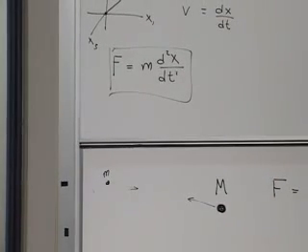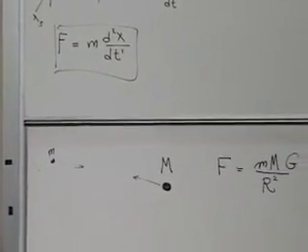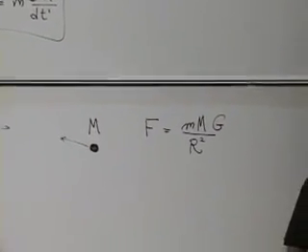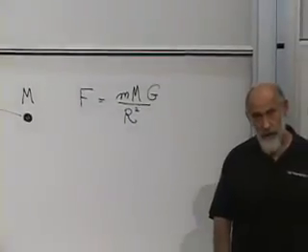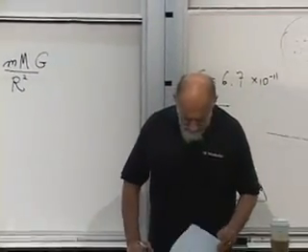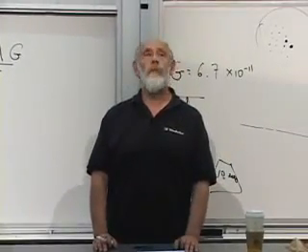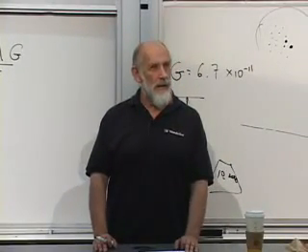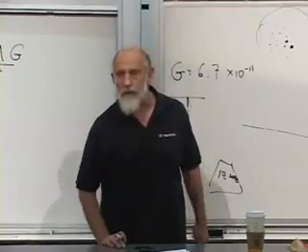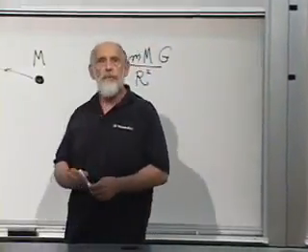Yeah, question? How did Newton arrive at that equation for the gravitational force? I think it was largely a guess, but it was an educated guess. What was the key? It was from Kepler's laws.